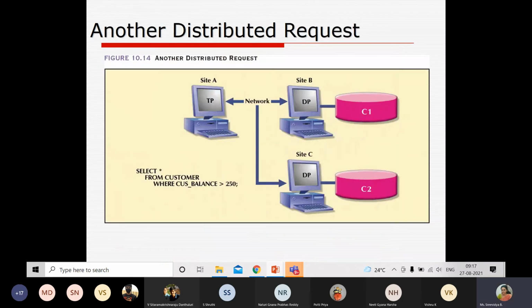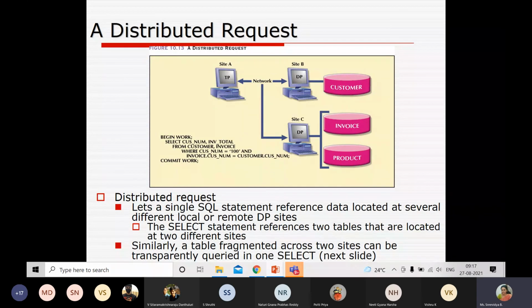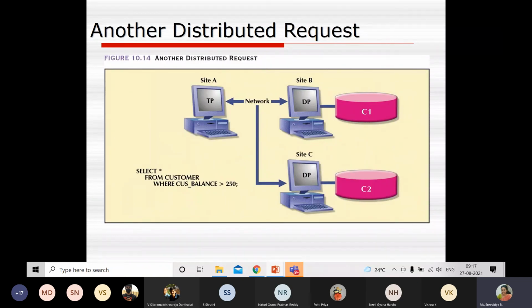And this is another distributed request, because in the previous one we had two different tables. Now in this example we have tables split horizontally or vertically. That means fragmentation is done on the same table and kept in two different locations. If the query is select star from customer where customer balance is greater than 1250, then I need to do the same thing at C1 and at C2, get the data and combine it, assuming that C1 and C2 are horizontally fragmented pieces of the customer table. If it is vertical, again more complications will come. Okay, so that's another transaction.